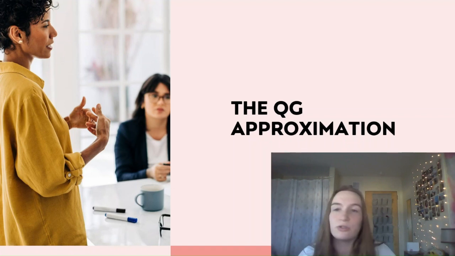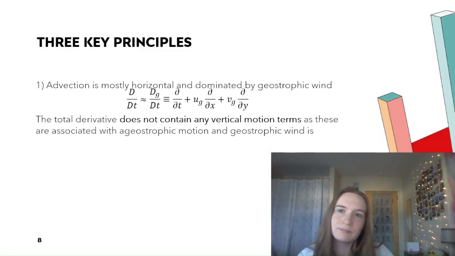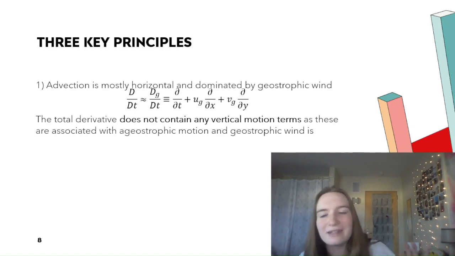So we're going to talk about some QG approximations. There are three key principles. The first of which is advection is mostly horizontal and dominated by the geostrophic wind. We're going to use our total derivative to represent that. It does not contain any vertical motion terms because those are associated with ageostrophic motion, and geostrophic motion is non-divergent.